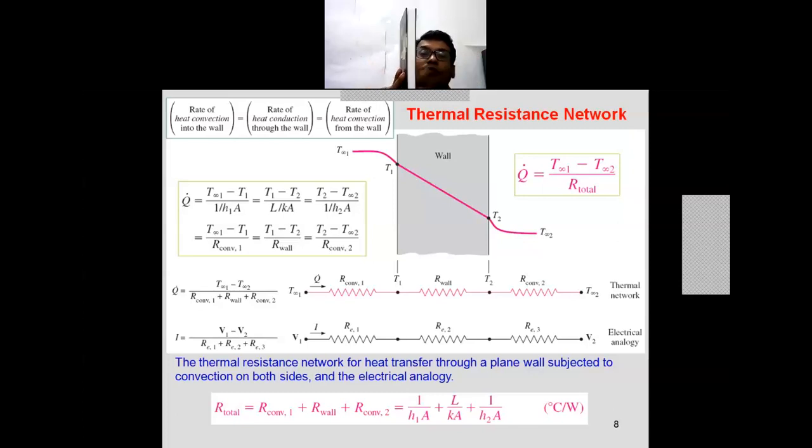So what resistance does this wall offer? The first resistance is the convective resistance, the rate of heat convection into the wall. This is the surrounding and this is the inside part of the room. So the surrounding temperature is the lower temperature in the night case, that is the rate of heat convection into the wall.